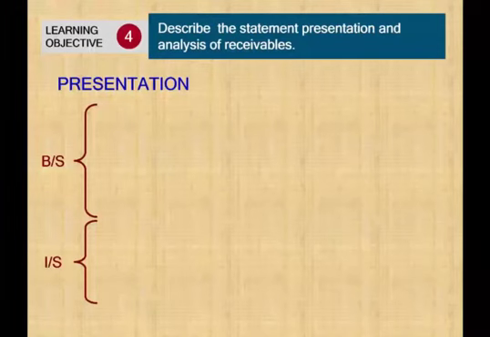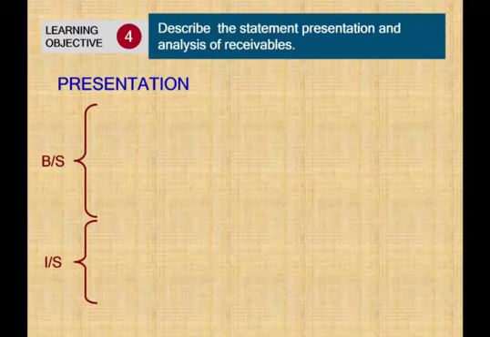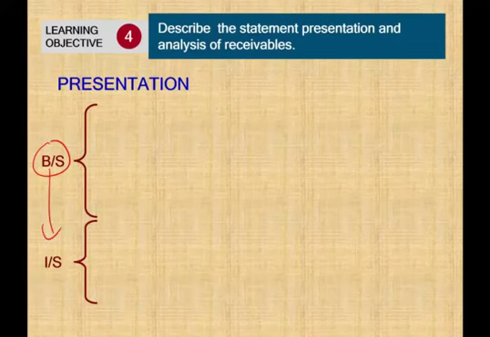This is Professor Farhat. In this session, we're going to look at how accounts receivable is presented and how we analyze accounts receivable for decision-making purposes. Presentation: accounts receivable would affect the balance sheet, of course, directly, and will affect the income statement indirectly through bad debt expense, through sales, and so on and so forth.